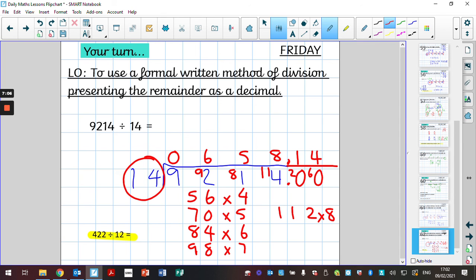Now down here, you can see an example of one of the questions in your arithmetic starter for today, and that is 422 divided by 12. You've got 5 questions. I've kept the divisor the same. So rather than worrying about multiples of that divisor, I just want us to really concentrate on using that bus stop method and what we do with the remainders and put it as a decimal. So have a real good go.